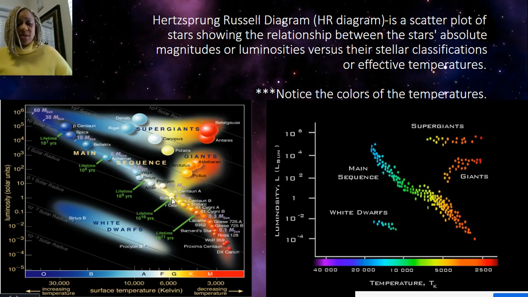So our sun is going to have a luminosity of 1, and then the temperature is going to be about 5,500. It depends on which one you look at. So it'll be something around about there. But notice it is plotted as yellow on the HR diagram. Okay. It is plotted as yellow, which indicates the temperature in Kelvin. All right.